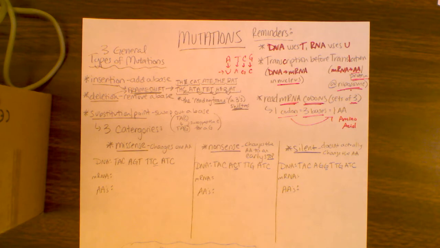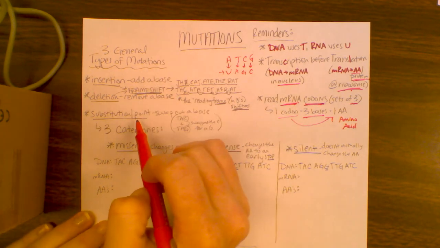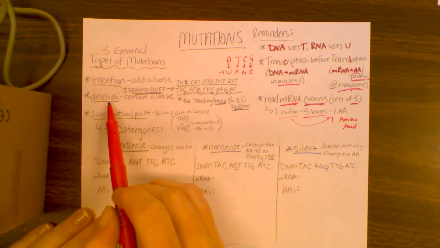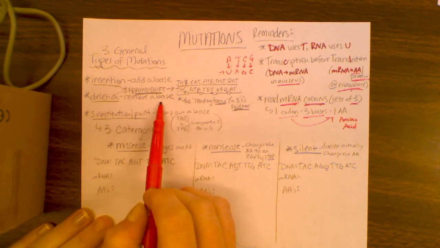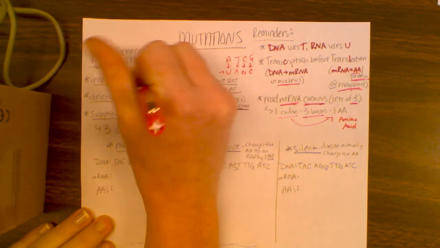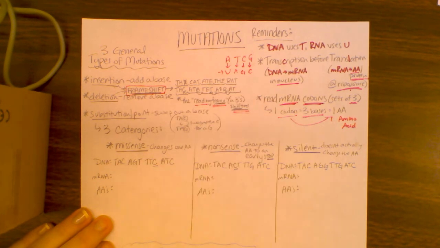All right, so there are 3 general types of mutations. There's insertions, deletions, and substitutions. So insertion is exactly what it sounds like, you're adding a base. Deletion is exactly what it sounds like, you're removing a base. But both of these cause frame shift mutations. And what that means is the reading frame shifts.